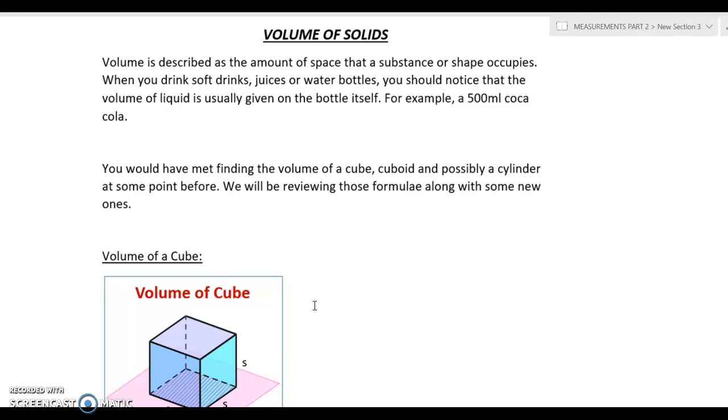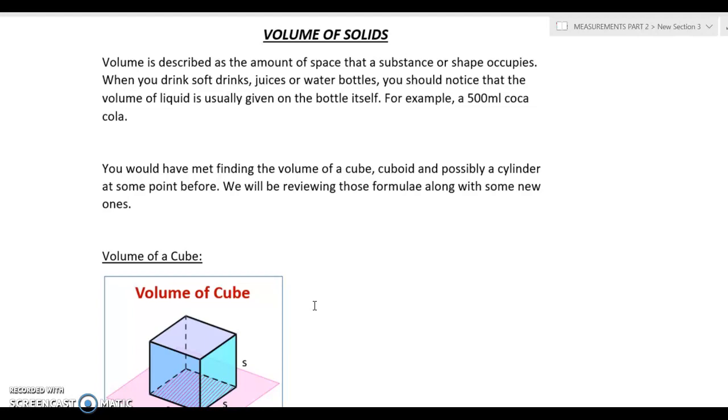So volume is described as the amount of space that a substance or shape occupies. When you drink soft drinks like Coke or even juices, Fruta, you notice that the volume of liquid is given on the bottle. Normally it's given at the bottom of the bottle. For example, 500 milliliters of Coca-Cola, or you have your 1 liter of water, and so on. So check it out next time you're having a drink.